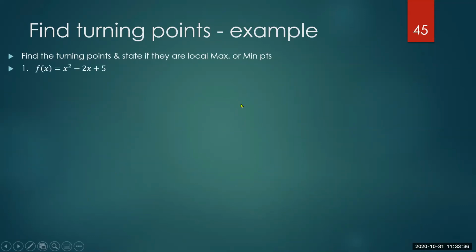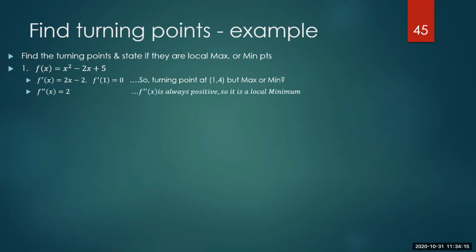So first of all, let's find the turning points and state if they're local maximum or minimum points for this fairly simple equation. F of x is equal to x squared minus 2x plus 5. F dash of x is equal to 2x minus 2. And so f dash of 1 is equal to 0. So because f dash of 1 is equal to 0, we know we have a turning point at (1, 4), because 1 squared minus 2 plus 5 is equal to 4. But we don't know if it's a maximum point or a minimum point.